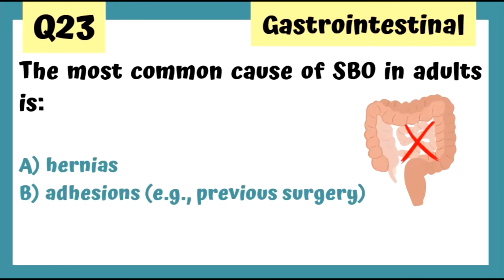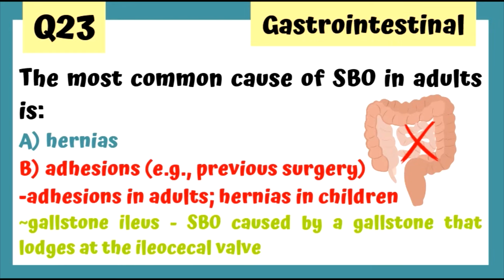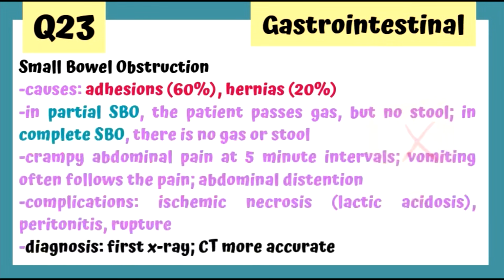Question 23, the most common cause of SBO in adults. Small bowel obstruction is adhesions from a previous surgery, such as appendectomy. Hernias would be the most common cause of SBO in children. By the way, what's gallstone ileus? That type of small bowel obstruction. That's an SBO caused by a gallstone that lodges at the ileocecal valve, and we'll talk more about this later. Small bowel obstruction, as we mentioned over here, adhesions account for 60% of them, hernias for 20%, and in partial SBO, the patient passes gas, but there's no stool, whereas in complete SBO, there's not even gas, and of course, there's no stool.